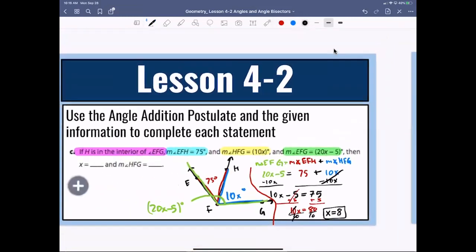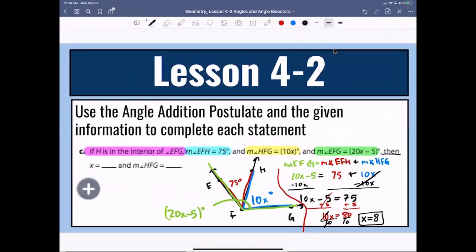Let's look at what our question was. Right here it says, then x is equal to what? Well, we just figured that out. X is equal to 8, and the measurement of HFG. So we want to know what HFG is. Remember, HFG is 10x. So if this is equal to 10x, and x is equal to 8, we can conclude that HFG is equal to 80. And remember, it's 80 degrees. And we're done with this problem, right?